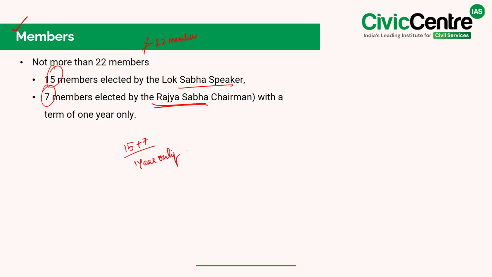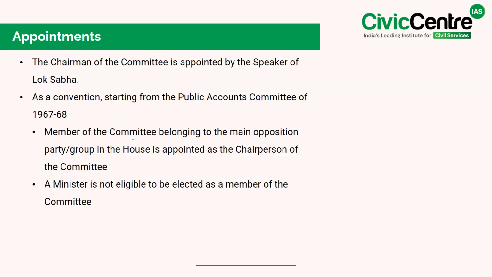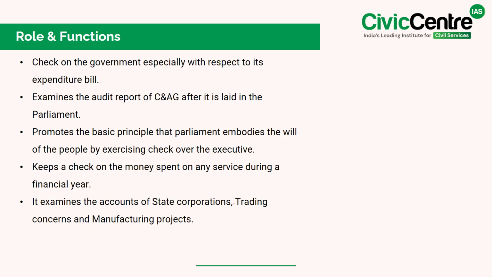And now, when it comes to the appointments, the Chairman of PAC is appointed by the Speaker of Lok Sabha. And as per the convention, starting from the Public Accounts Committee of 1967-68, the chairperson has always been a member of the main opposition party or group in the House. Additionally, a minister is not eligible to be elected as a member of the committee, ensuring its independence from the executive branch. And the PAC is entrusted with several key functions that focus on financial oversight.